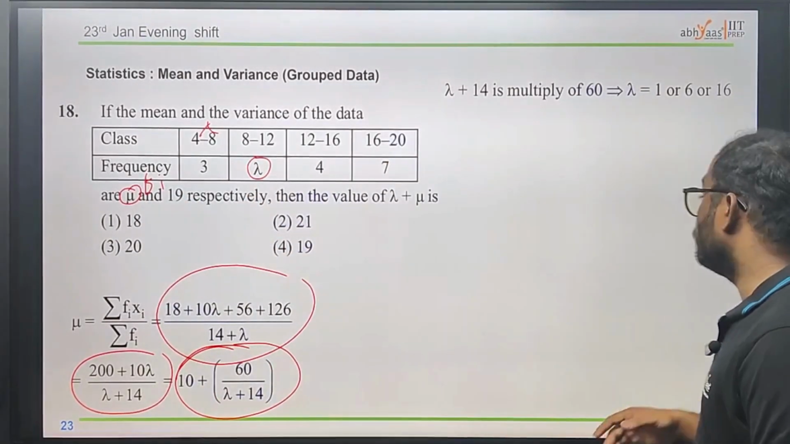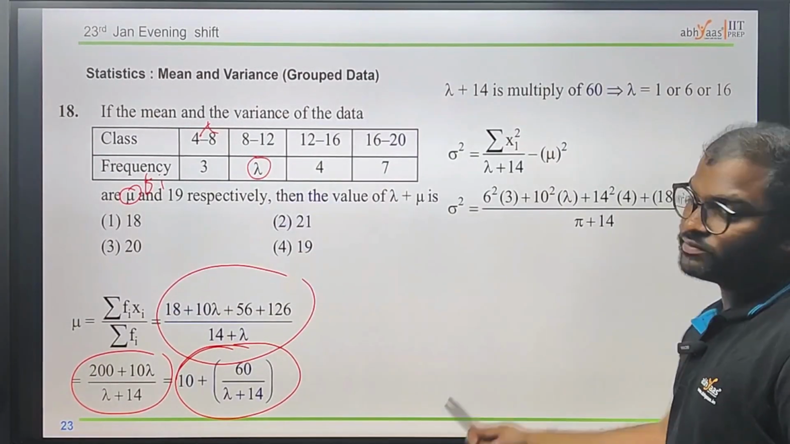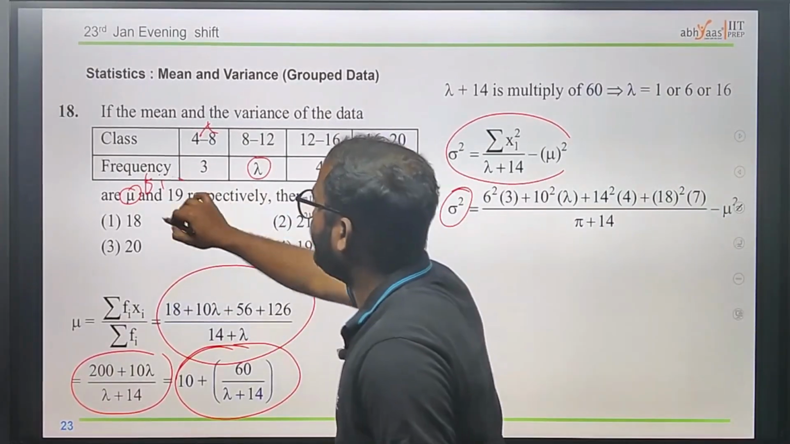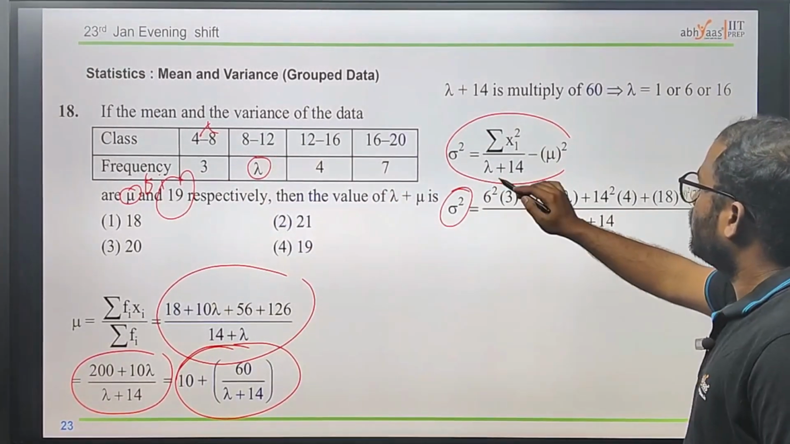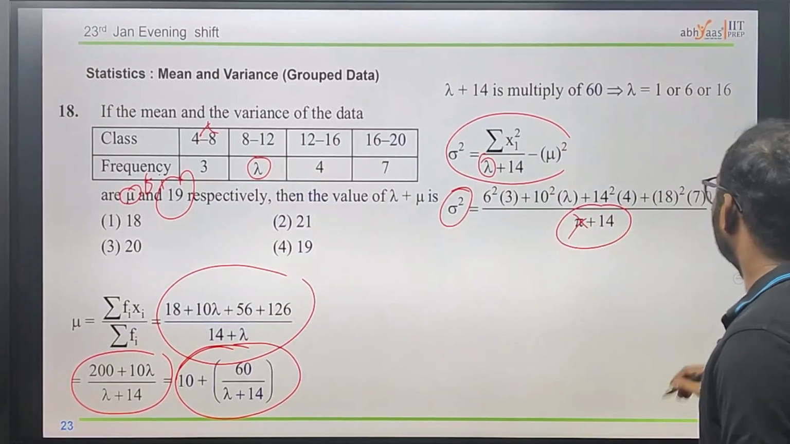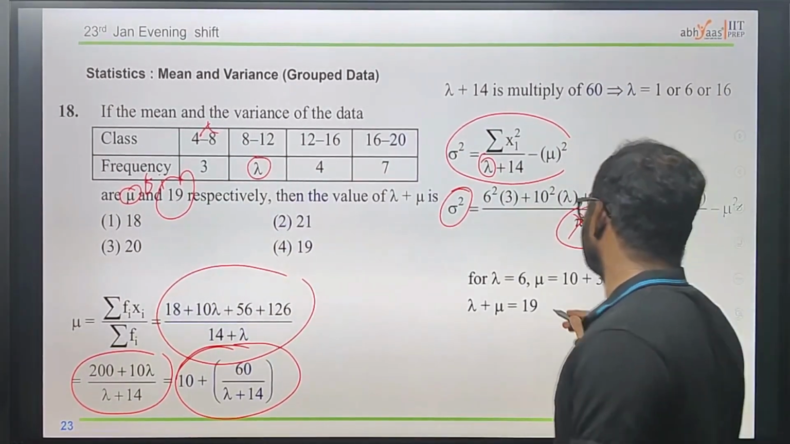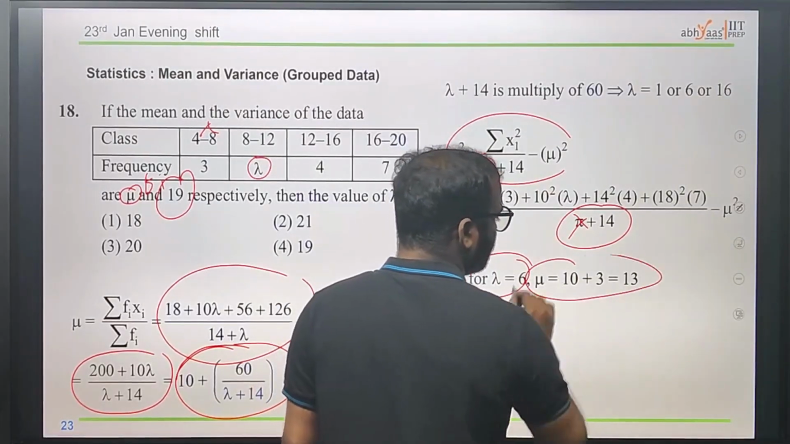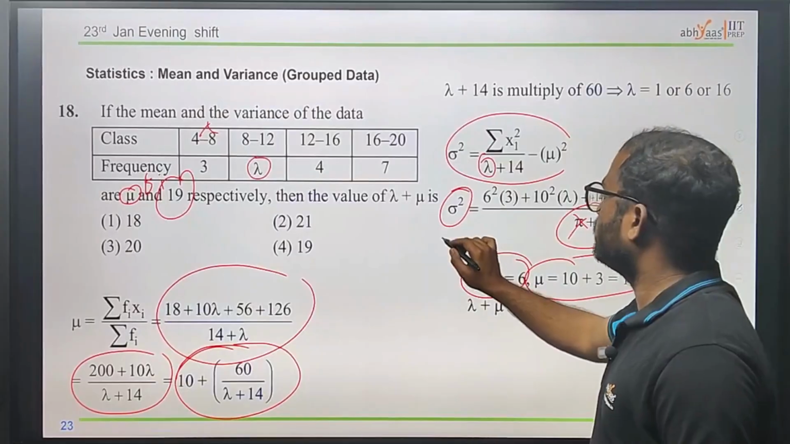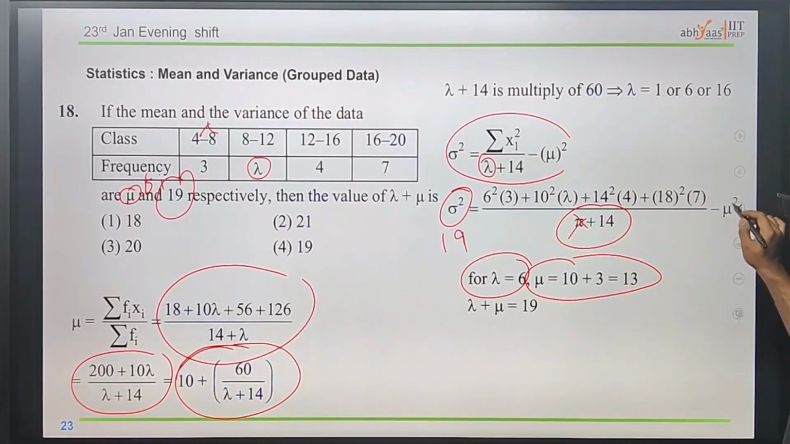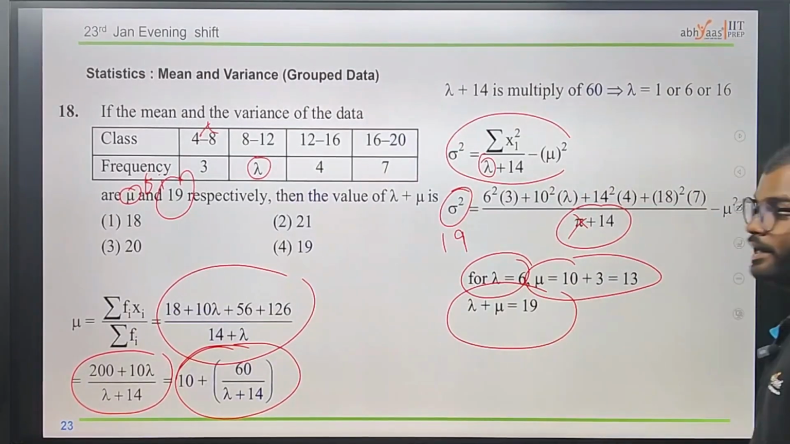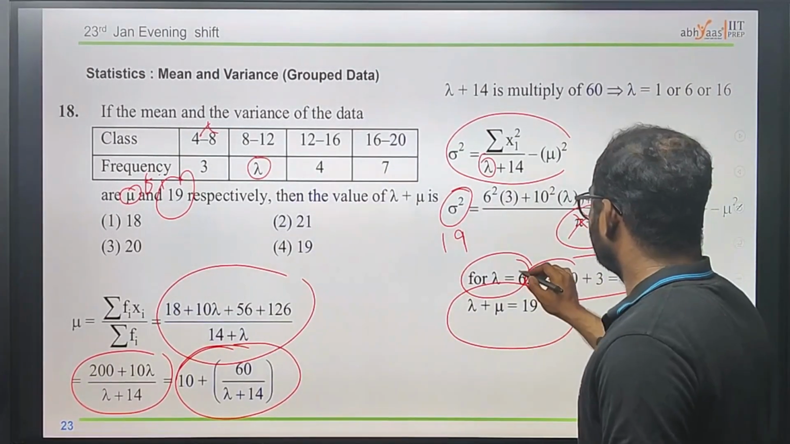Now we need to move to the variance. By using the variance we can easily find the mu value. Since variance is already given as 19, just substitute those values here, and here we have lambda plus 14. Now lambda will be 6, and mu is 13. Just substituting sigma in place of 19, we can easily find the mu value. I hope you understood. That's how we got lambda plus mu equal to 19, which is 6 and 13.